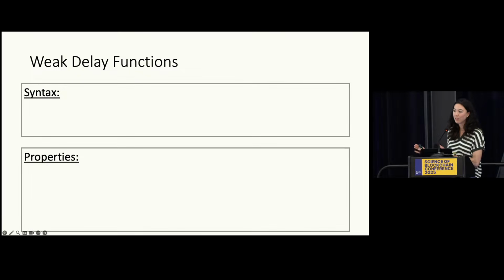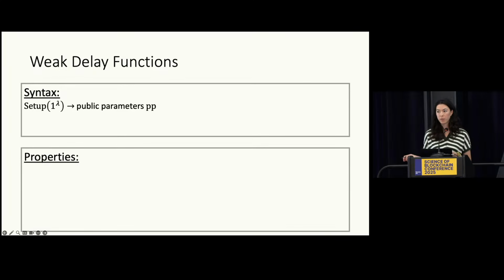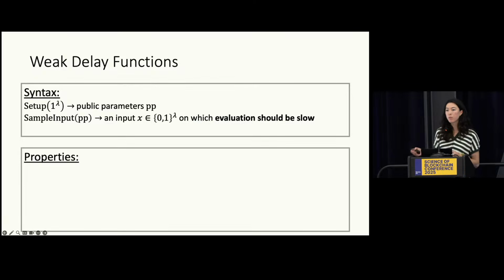Okay, and so now this will be the most technical slide of the talk. I'll show you how we formalize this attack function into a weak delay function. But first I need to tell you what a weak delay function is, because it's a new notion that we defined that's slightly different from other definitions like VDFs. So a weak delay function has 3 algorithms. The first is a setup algorithm that generates public parameters. The second is a sample input algorithm that samples an input x on which evaluation should be slow. And finally, there's an evaluation function that takes an input and produces an output.